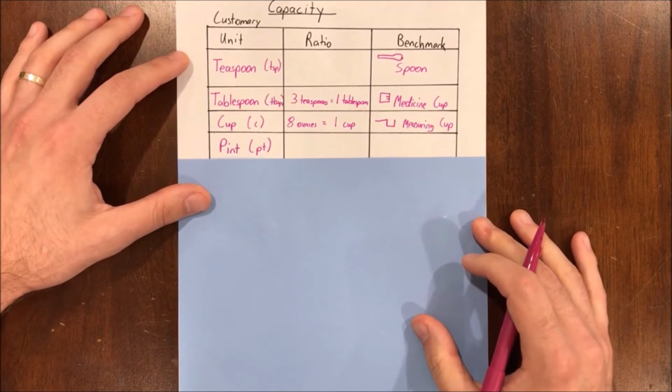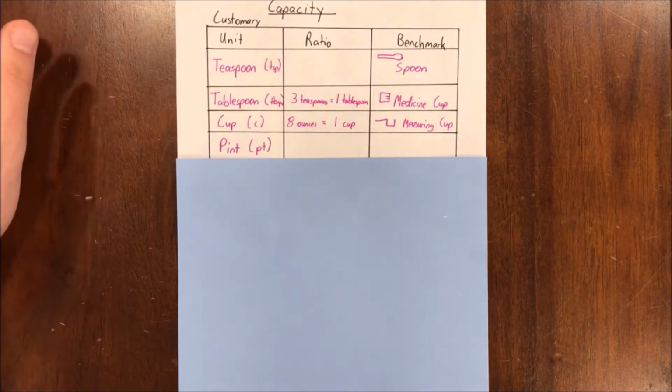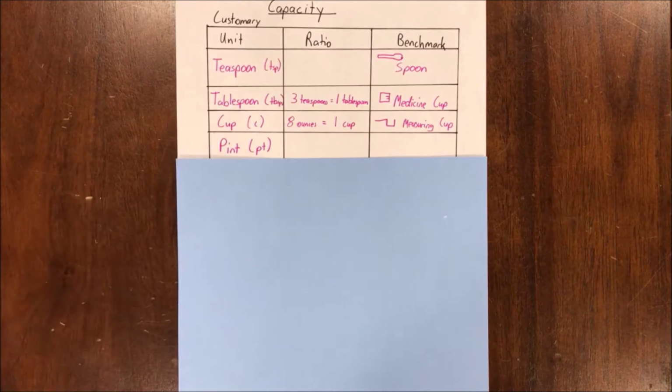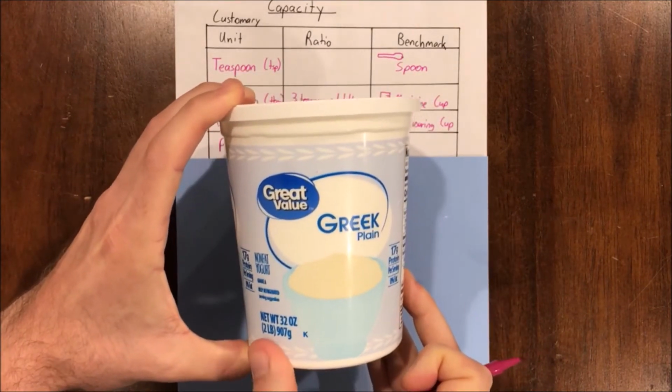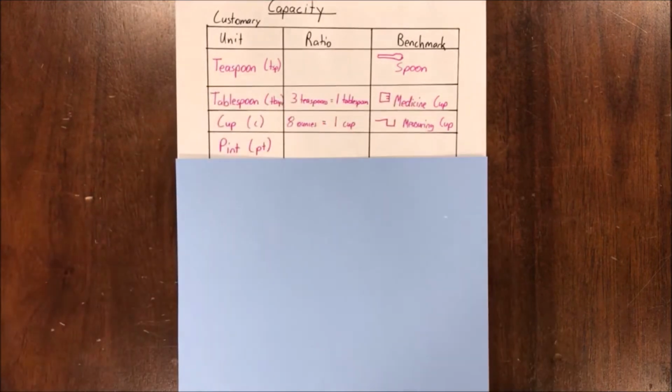Great. So our next unit is interesting. It's a pint. And when we think of a pint, we can think of a small ice cream container. I don't have ice cream because, health food, but I have this container of Greek yogurt. And this is also about a pint. But let's pretend it's ice cream. That's more fun. Go ahead and say ice cream, pint.